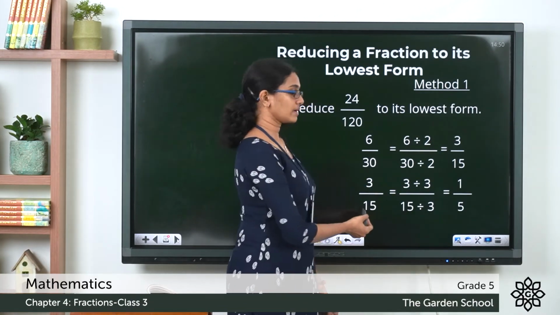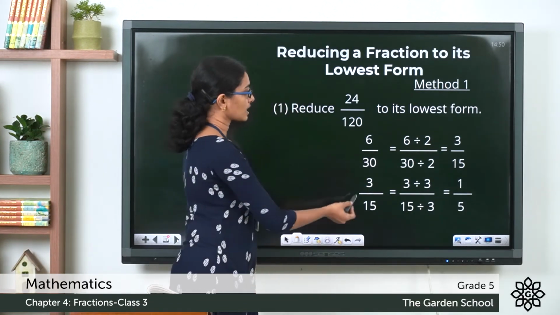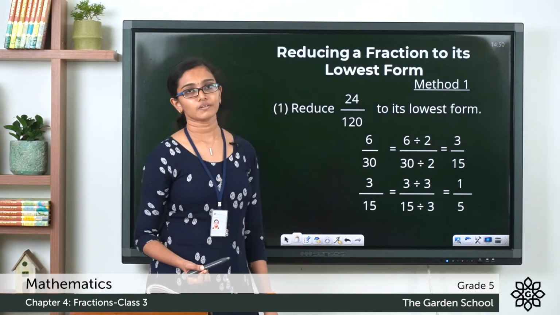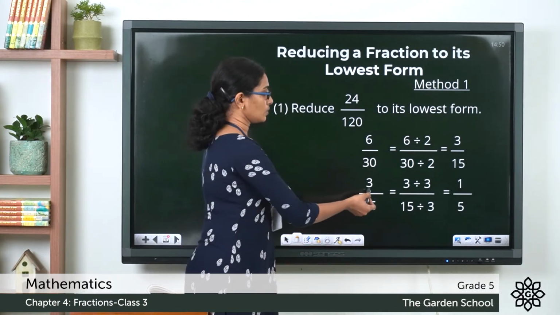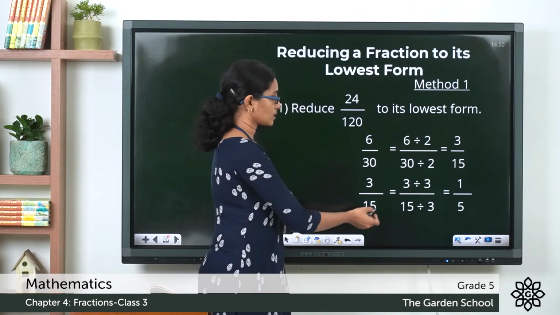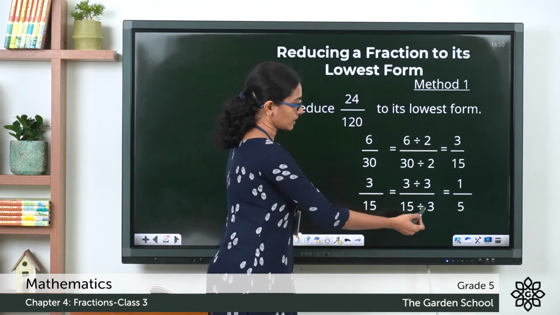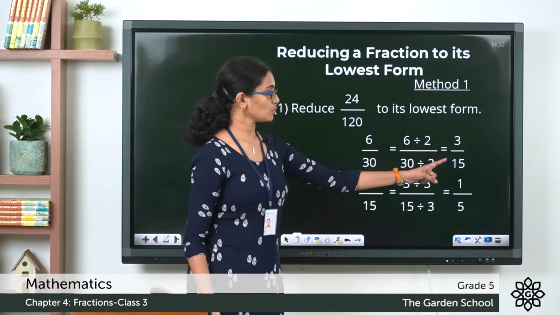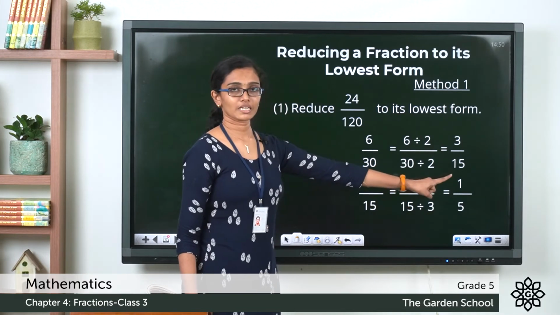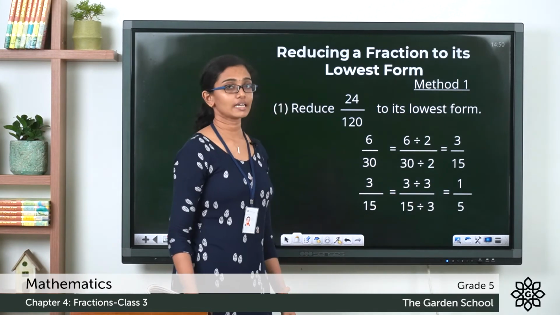Now, is 3 by 15 in the lowest form? Not yet. Both these numbers can be divided by 3 again. So, 3 is a common factor to them. So, 3 by 3, 15 by 3 gives you what? Gives you 1 by 5. The numerator is 1 and the denominator is 5.